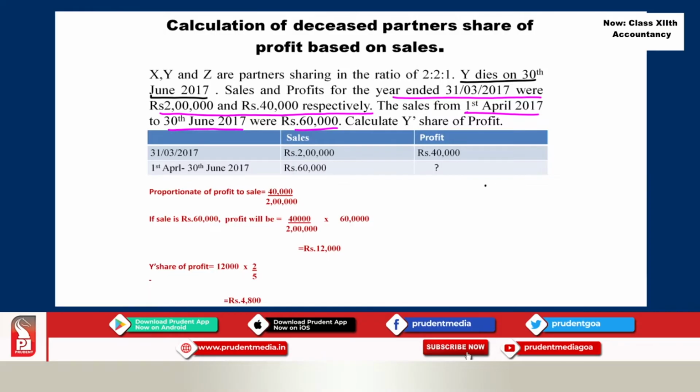So, what is the Y share of profit? 12,000 into 2/5. Your answer is 4,800. Is it clear, students?